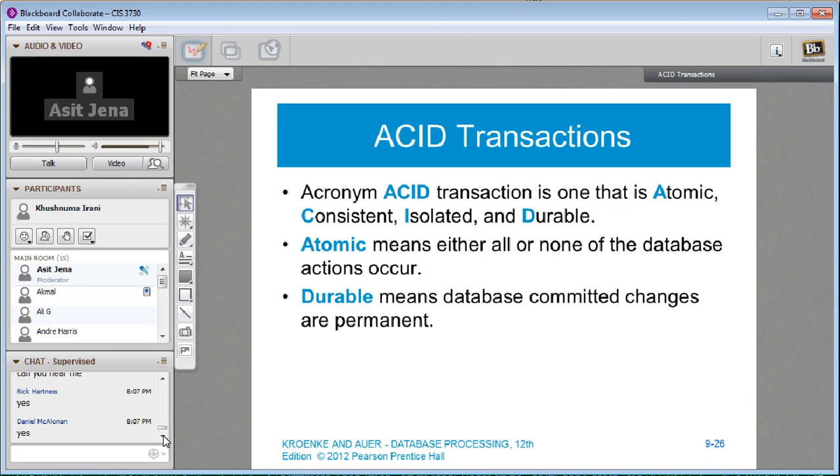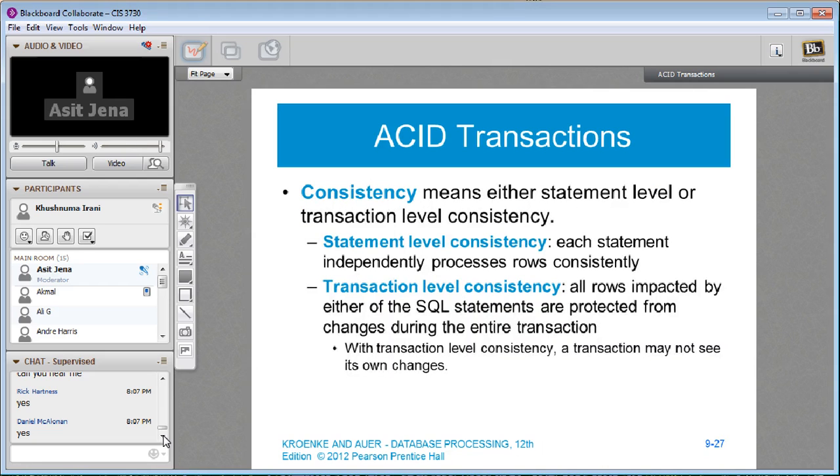Atomic means either all or none of the database's actions occur. We already talked about why that is important with your checking and savings account example. Durable means database committed changes are permanent. That means there is no way to undo it.